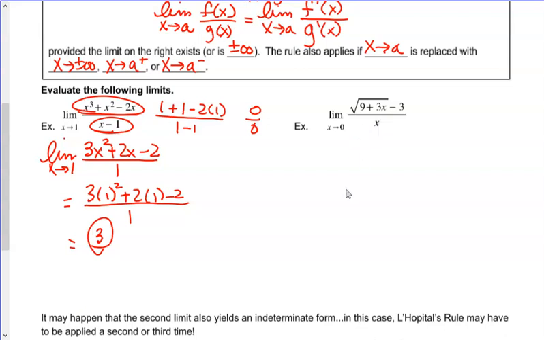Now, if I try to plug in 0 into here, what kind of situation do I get? That is the first rule of limits, is to plug a in. Well, when I plug 0 into here, that term is gone, so I get the square root of 9 minus 3, which is 0.